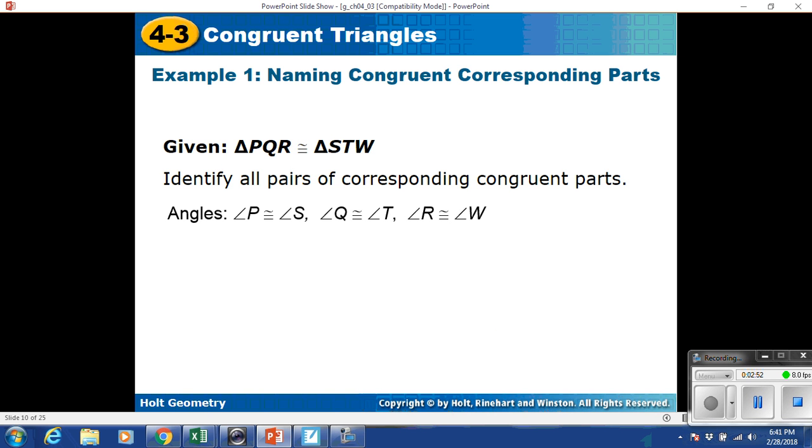Okay, now to list the sides, we'll have PQ is congruent with ST, QR is congruent with TW, and RP or PR is congruent with WS. Did I say ST? I'm sorry, SW.